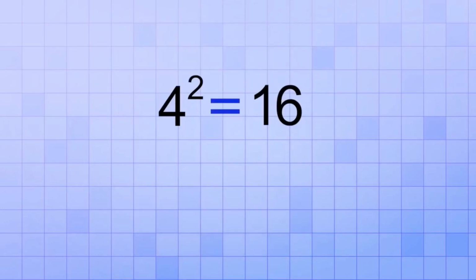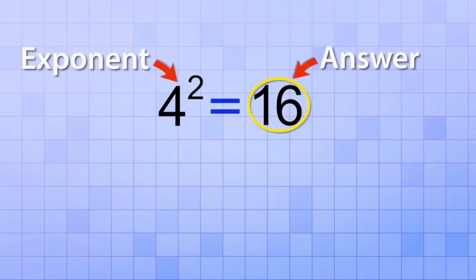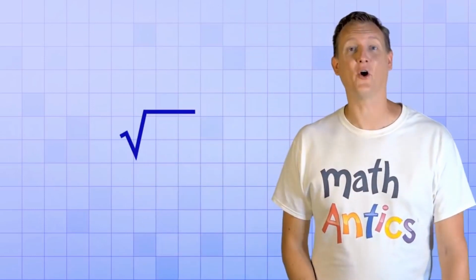With a root operation, you start with the answer of an exponent and try to figure out what the base of that original exponent is. Okay, but how do we actually do that? How do we use a root operation to go backwards and figure out the base of the original exponent? Well, for starters, we need to know about a special math symbol that looks like this. And you guessed it, it's called the root sign.